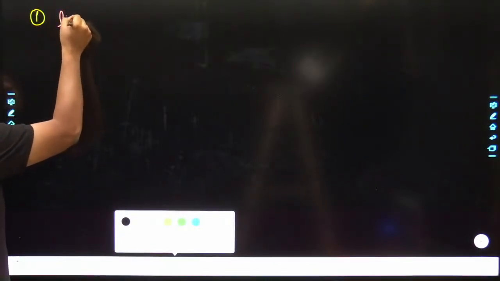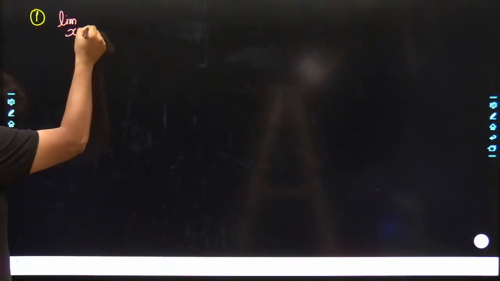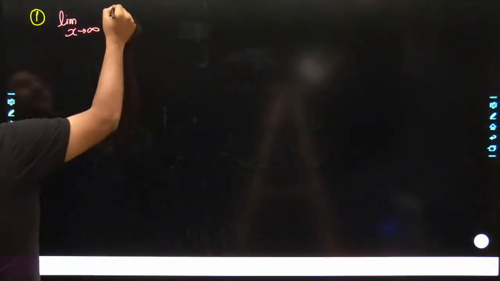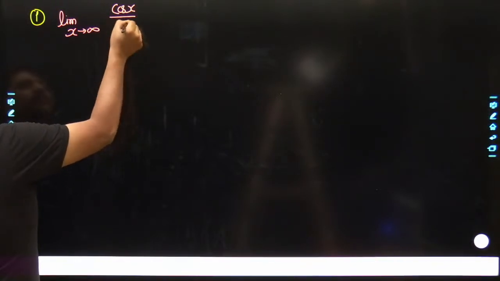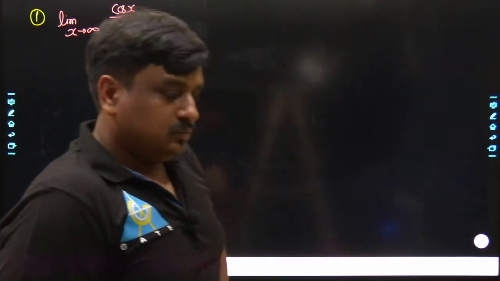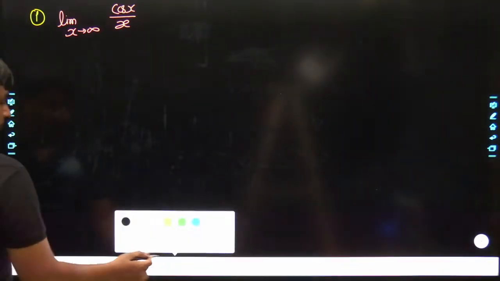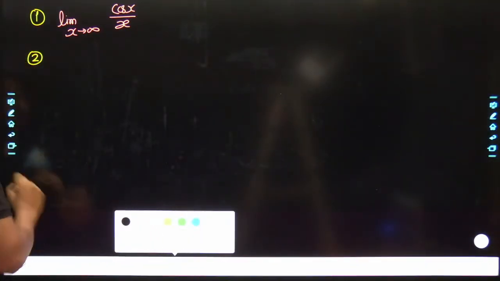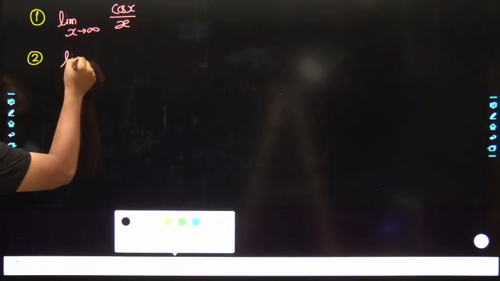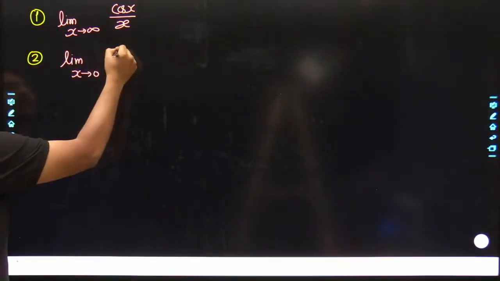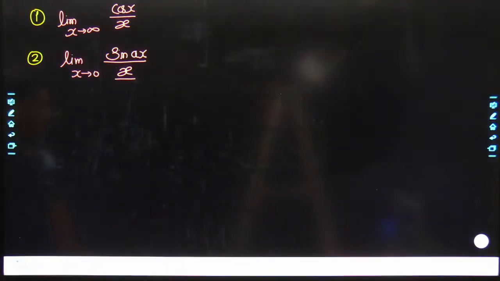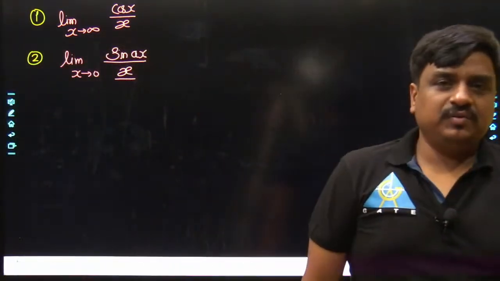Let me take the first question. The problem goes like limit x tends to infinity. Instead of sine of x, I have taken cos of x divided by x. That has been my first question. Similarly, let's take the next question. The question has been designed this way. Limit x tends to 0 of sine of ax divided by x. That would be the second question which you guys have to solve.